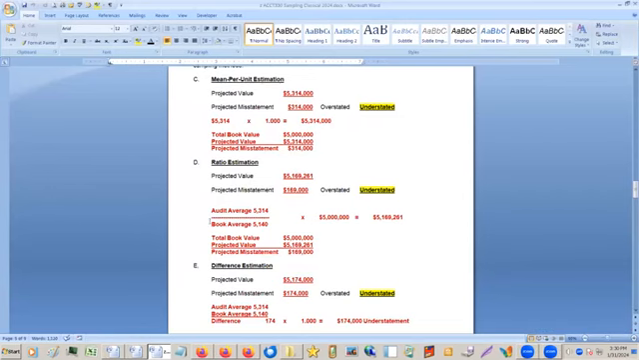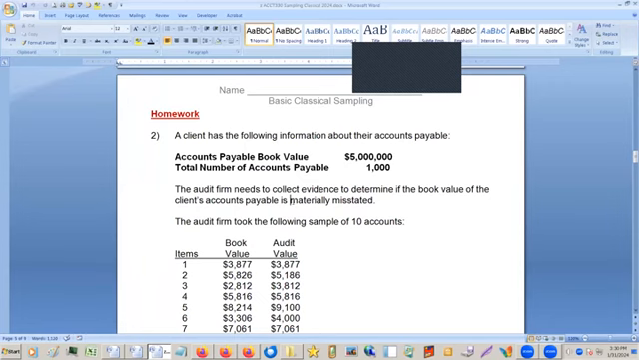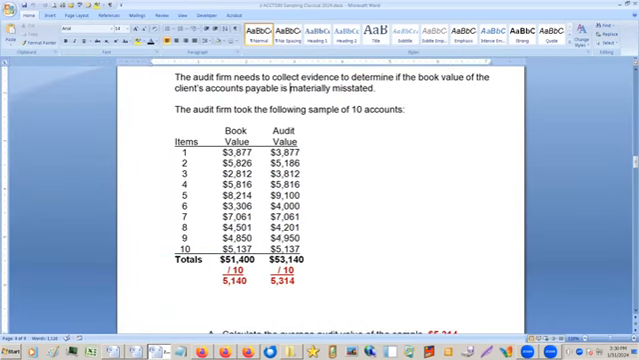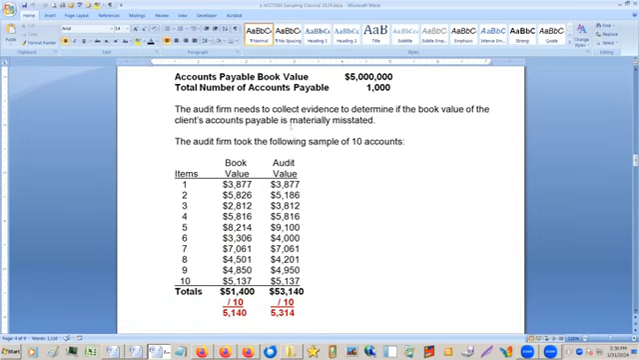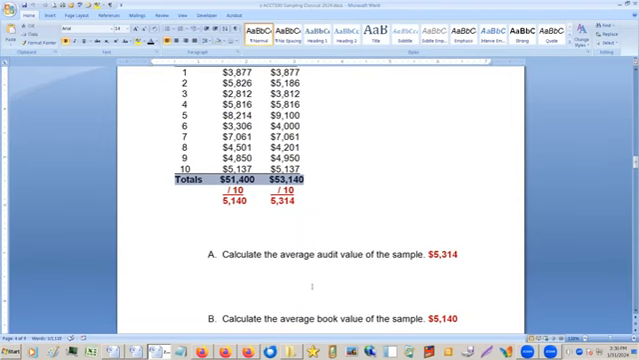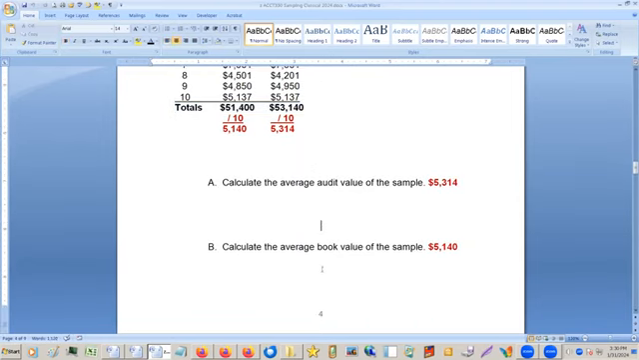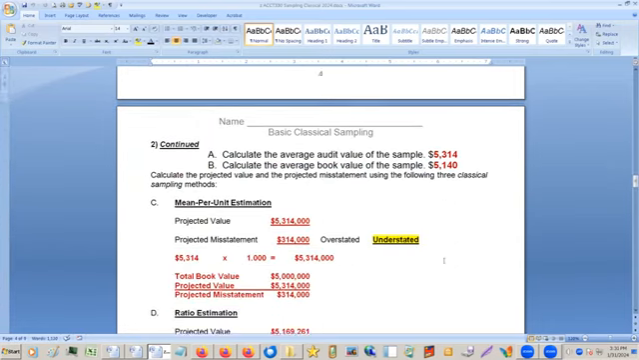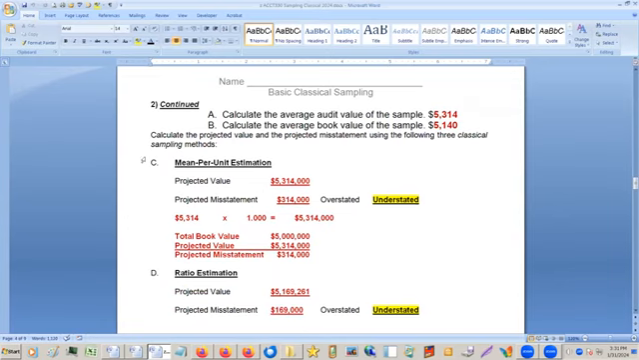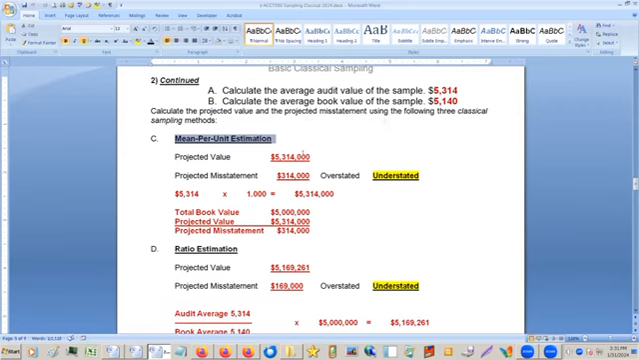Okay, let's go to classical sampling. I gave you number 2 as homework. Number 2 is somewhat similar to what you get on the CPA exam. They might just give you the totals and then have you work out the average. But anyway, here's the average you should have come up with. Get used to doing these based on the name of them. So if they ask you for the mean per unit, that means the average.